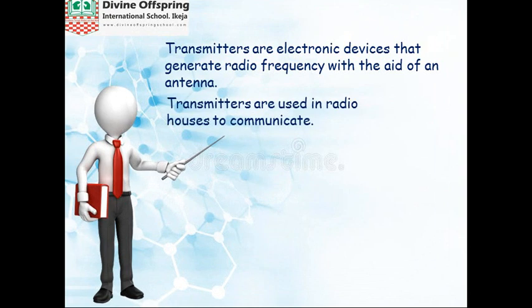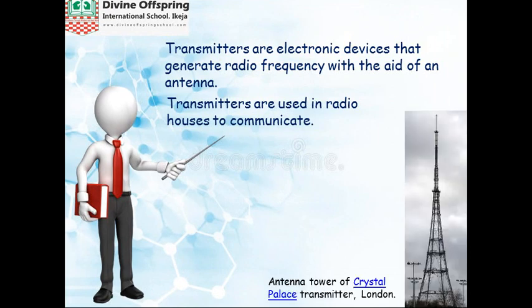Transmitters are electronic devices that generate radio frequency with the aid of an antenna. Transmitters are used in radio houses to communicate. Here is a picture of the antenna tower of Crystal Palace transmitter in London.